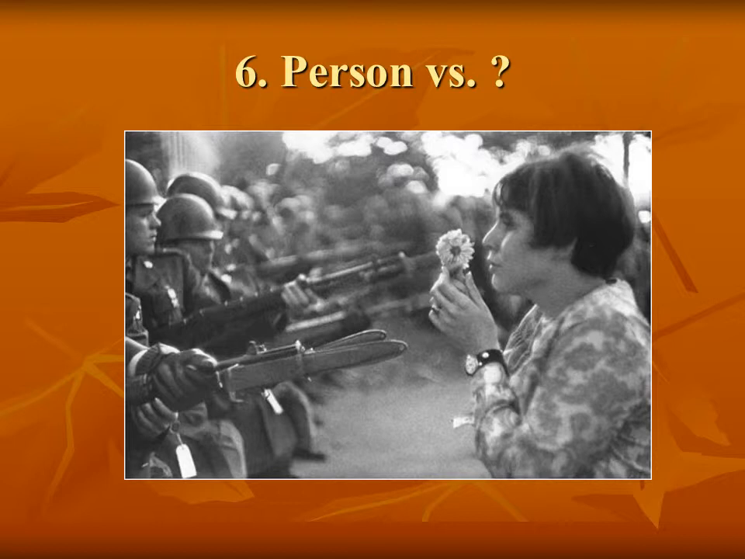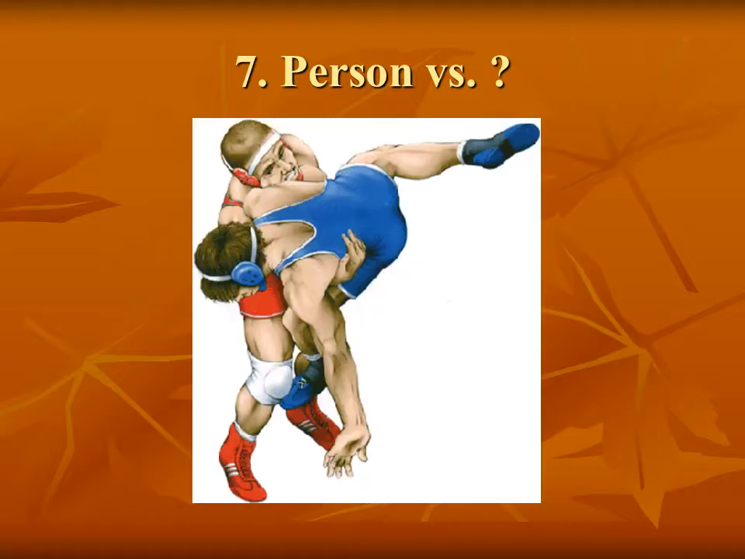Here we see an individual protesting by holding a flower against lots of soldiers holding guns. The automatic assumption when a protest is involved is that the conflict is person versus society. A classical picture showing two athletes wrestling. The conflict here is obvious. What we are looking at is person versus person.